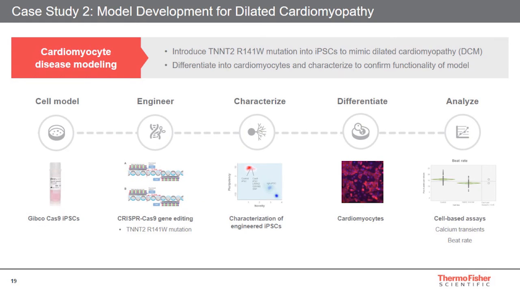Now, another disease modeling success story that I wanted to highlight is a case where you use a very similar workflow to generate another disease model, but for dilated cardiomyopathy. Here, the same Cas9 expressing iPSC parental line was used in order to generate a mutation in the troponin T2 or TNNT2 gene, specifically an R141W SNP mutation. Again, just like before, this line was characterized and then differentiated into cardiomyocytes here using our cardiomyocyte differentiation kit. And then several assays were performed in order to understand the effect of this mutation on cardiomyocyte function.